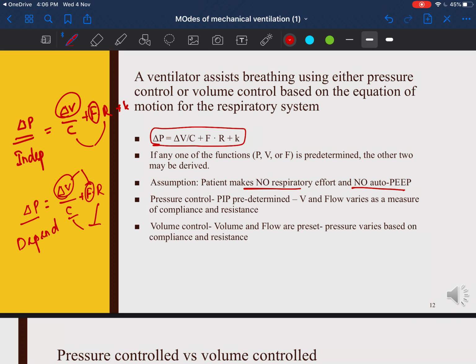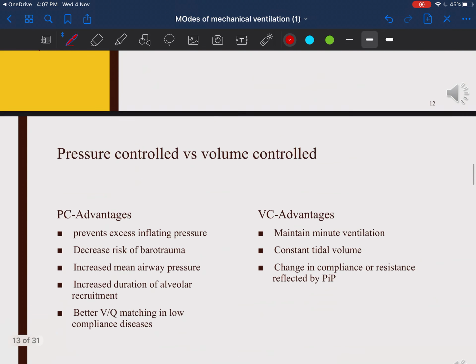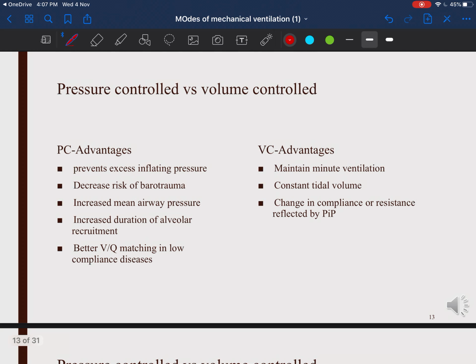Okay. So pressure varies based upon compliance and resistance of the patient. So K is your baseline value or PEEP value. Pressure controlled versus volume controlled.